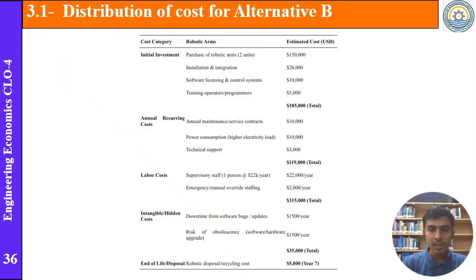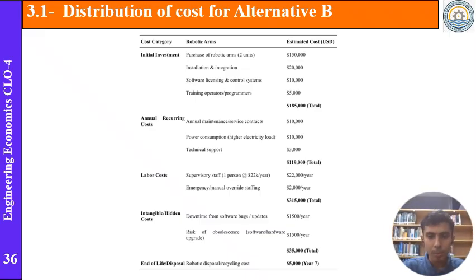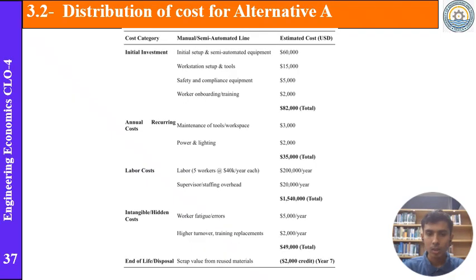So here is the detailed distribution of the cost for alternative B. Here I have considered the initial investment cost, then the annual operating cost, and then the labor cost. Moreover, I have also considered the intangible or indirect cost, and then the disposal cost. The initial investment for alternative B, the robotic arm project, is 1,85,000 rupees. Now moving toward the alternative, its distribution of cost is also somewhat similar.